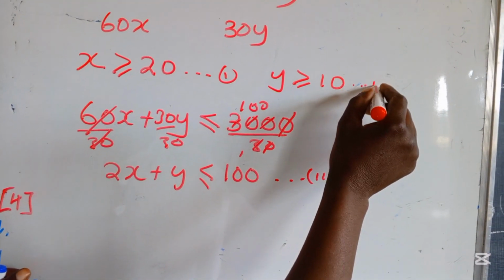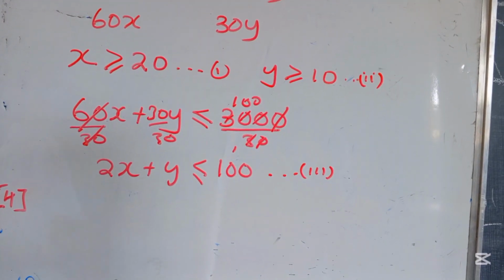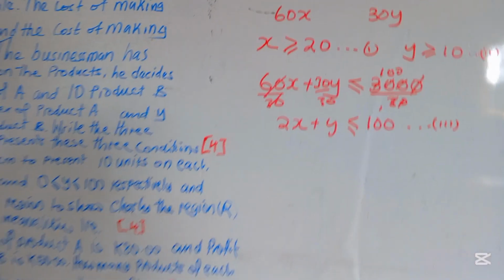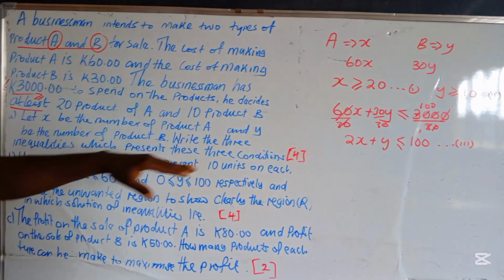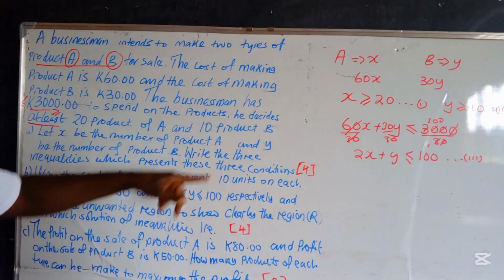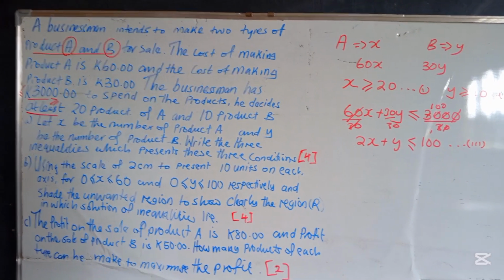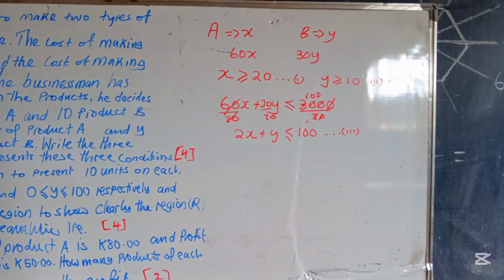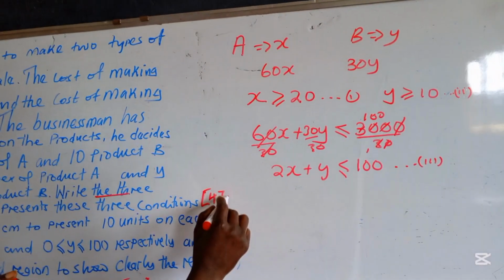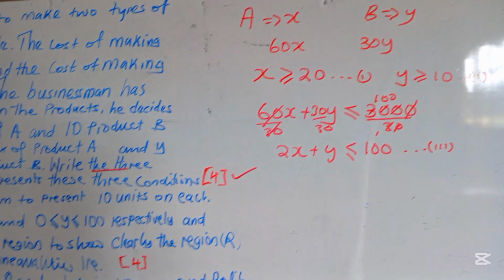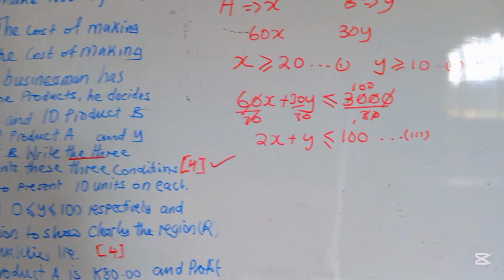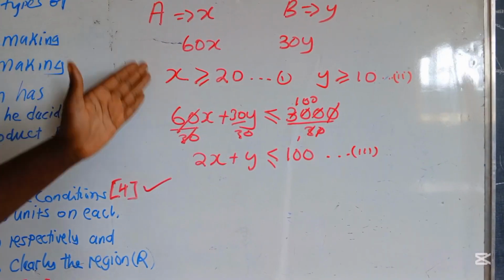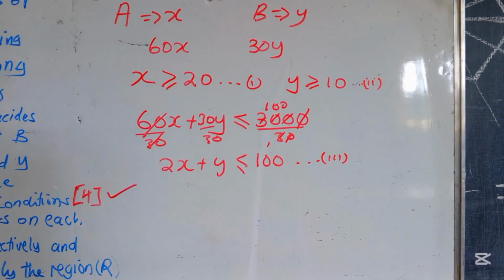So according to the question, these are the 3 inequalities which they have told us to come up with. They say, let X be the number of product A and Y be the number of product B. Write the 3 inequalities which represent these 3 conditions. So these are the 3 inequalities. So ladies and gentlemen, this question we are done and we have pocketed 4 marks. Now, these inequalities are very, very important because they will guide us in an exam when it comes to using the graph. Now, we are dealing with part B.